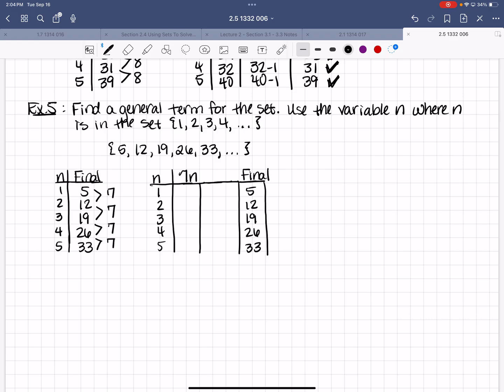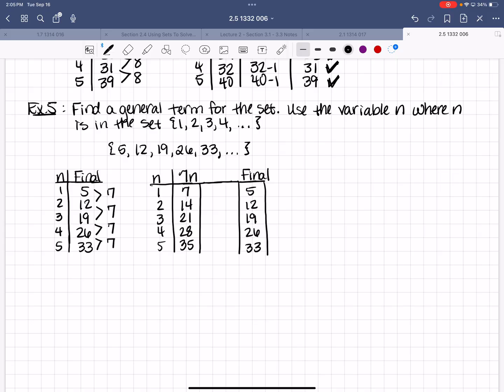Okay, so I'm going to multiply all of n times 7. So it's going to give me 7. Then 7 times 2 is 14. 7 times 3 is 21. 7 times 4 is 28. 7 times 5 is 35. Okay. Well, did I get my final?